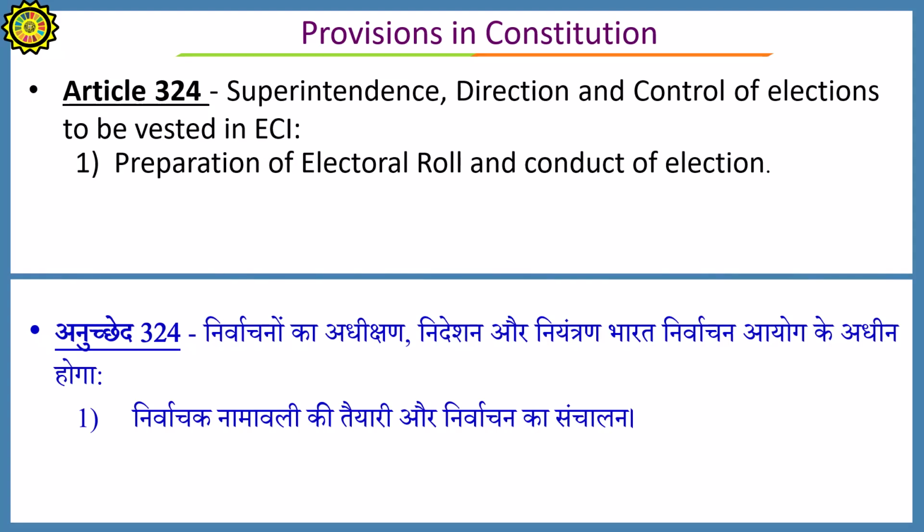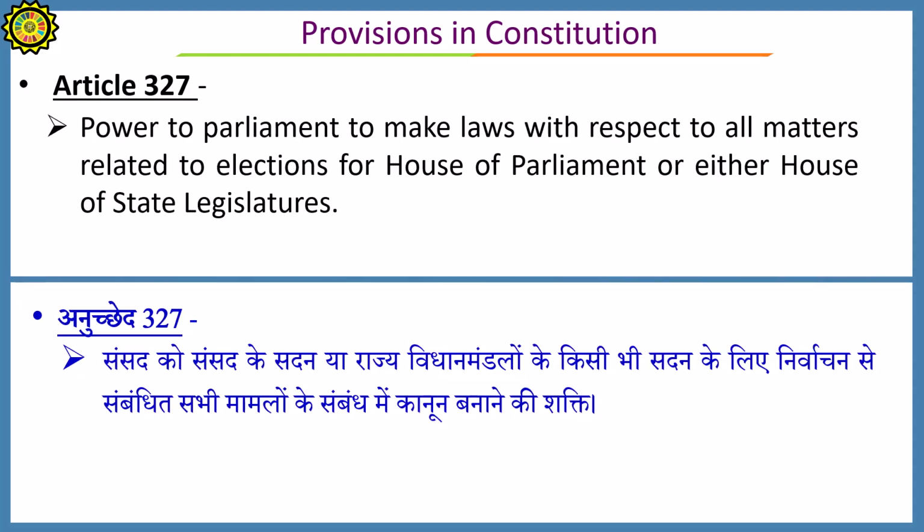Article 324 is about superintendence, direction and control of elections to be vested in the Election Commission of India. Its clause 1 is about preparation of electoral rolls and conduct of election. Article 327 has conferred power to Parliament to make laws with respect to all matters related to elections, either for the Houses of Parliament or either House of State Legislatures.